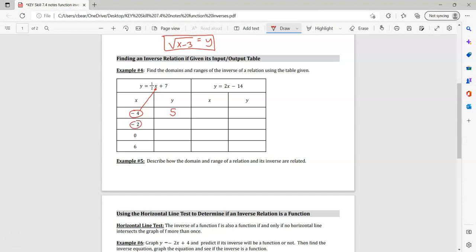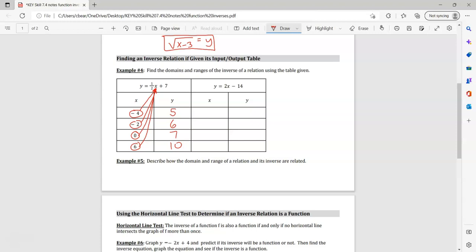When I plug in -2 for my x, half of -2 is -1. -1 plus 7 is 6. If I plug in 0 for x, half of 0 is 0, plus 7 makes 7. And then I plug in 6 here. Half of 6 is 3. 3 plus 7 makes 10. Okay?